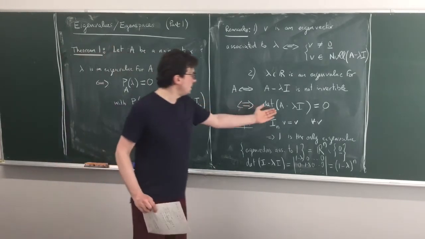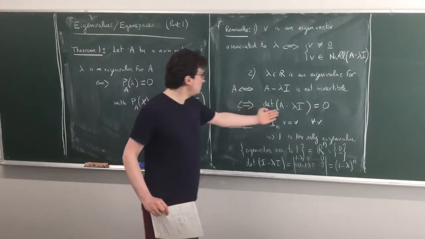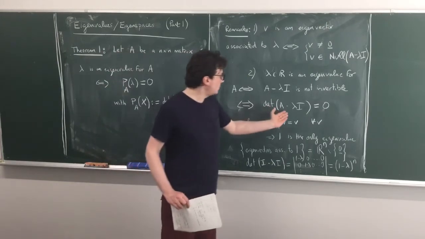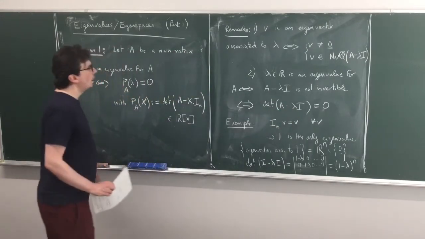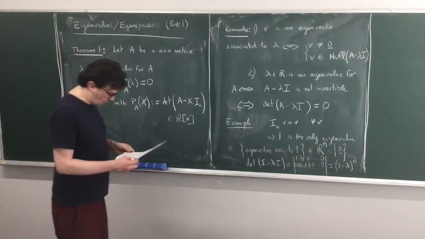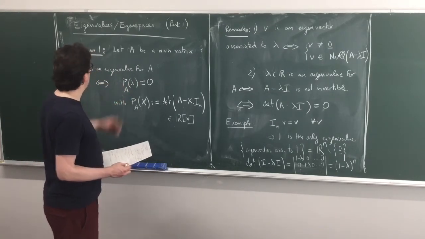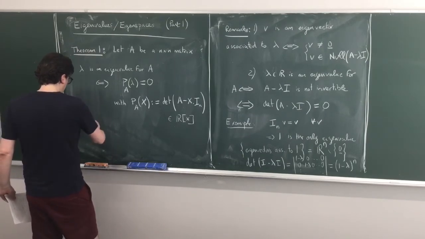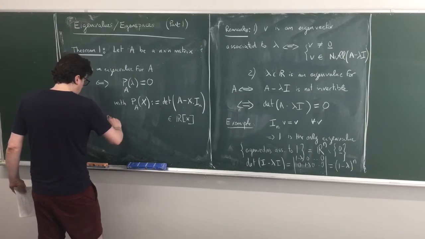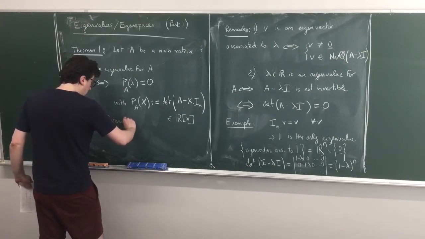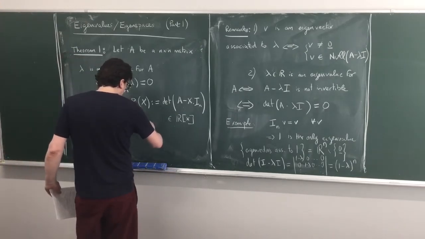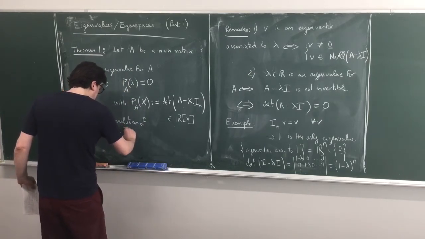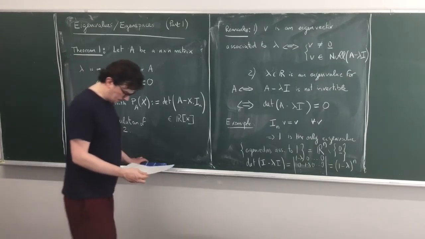So the proof is actually here, because the evaluation of this polynomial at lambda is just that of A minus lambda I. And so this is a reformulation of remark 2. So the proof is just a reformulation of remark 2. Okay.